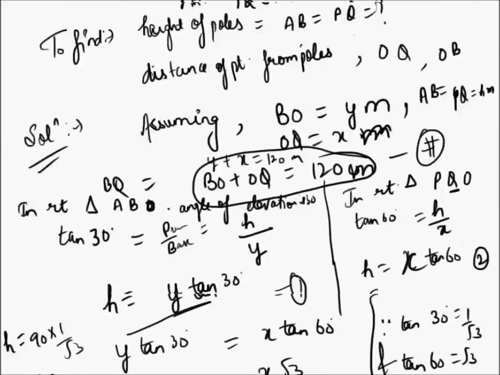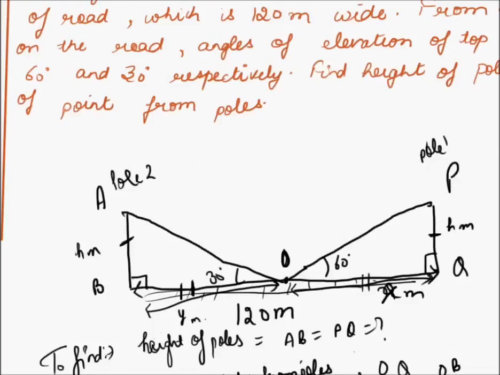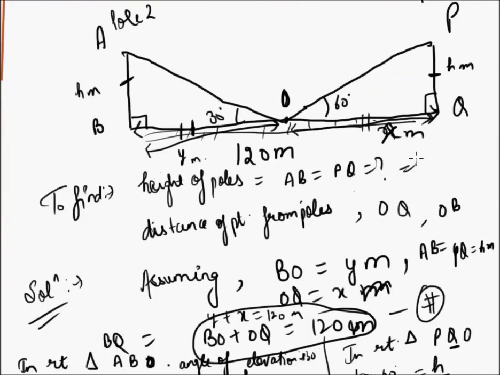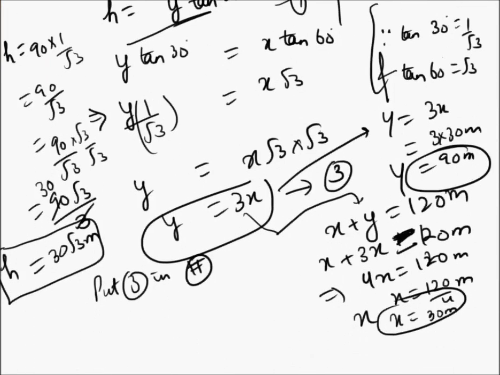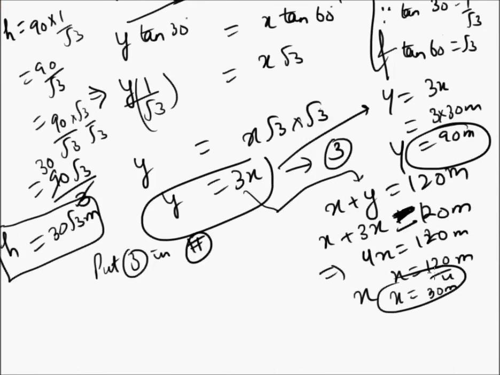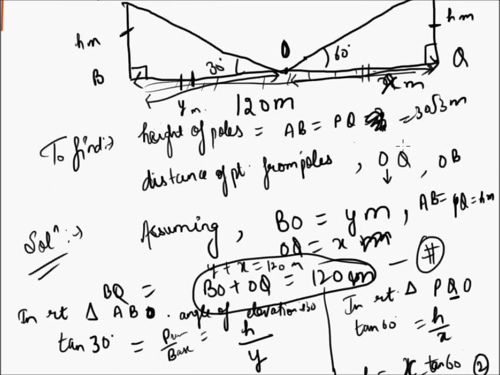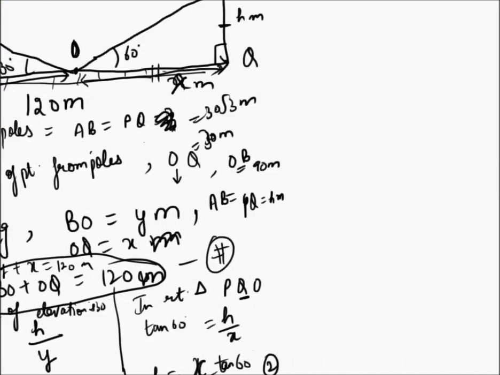So the height of the two poles is 30 under root 3 meters, which we have calculated here. OQ was x, and x is 30 meters. So OQ is 30 meters, we have calculated over here. Similarly, OB is 90 meters. So this was the two-pole question.